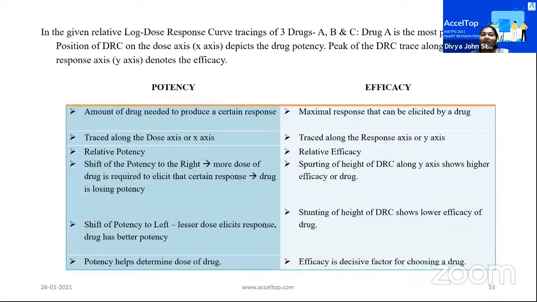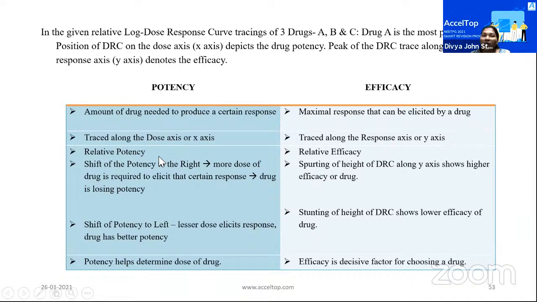And the position of the DRC on the dose axis, the x-axis, will depict the potency of the drug. The peak or the height of the DRC tracing along the y-axis will show the efficacy of the drug, okay. So what is the difference between potency and efficacy? The amount of drug needed to produce a certain response is potency, and it is traced along the x-axis.